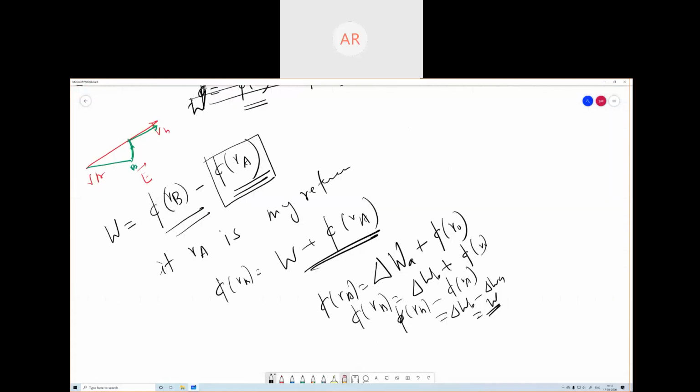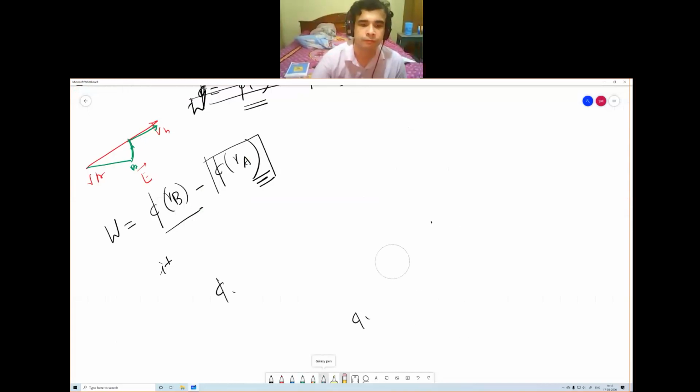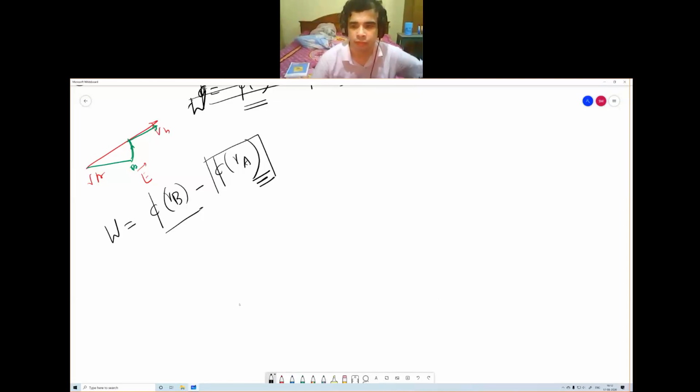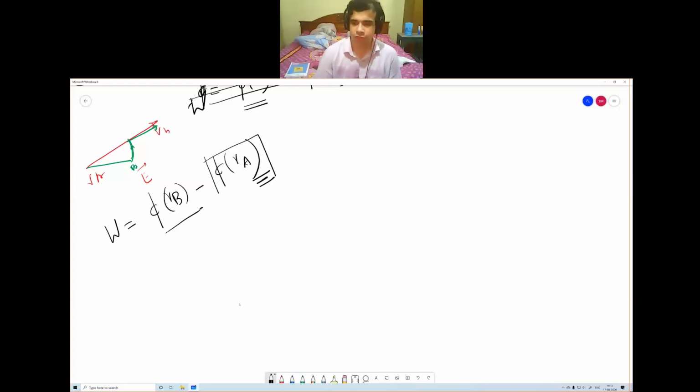Sir, can I ask a hypothetical question? You can. Sir, this work done we are measuring with a reference point. Yes, usually it is infinite. Okay. But if we don't have any reference point and there are two charges, how can we measure? Look, if there is no reference, usually this reference point R0 is infinite.